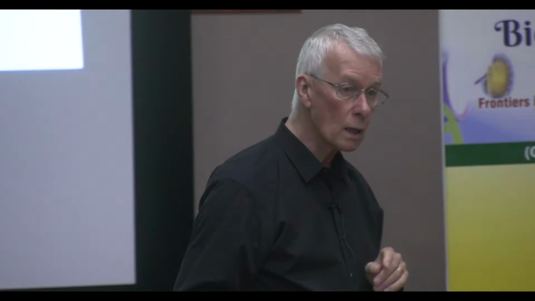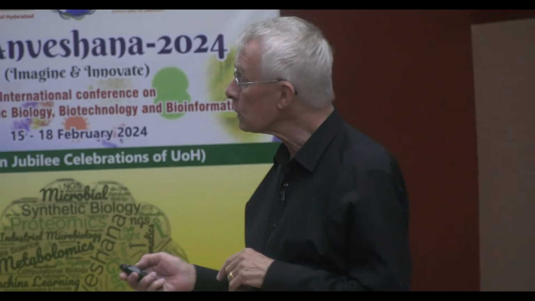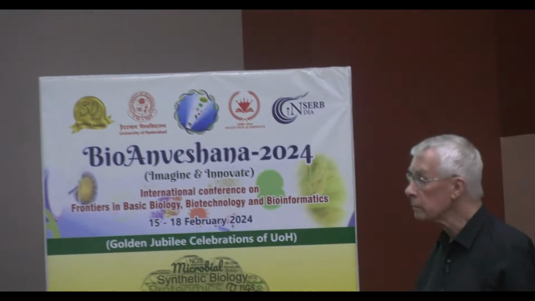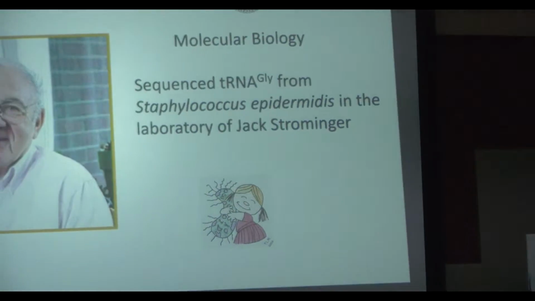But this book was terrific, and so I applied for 6 postdoctoral positions in places where I could do molecular biology. Of those 6 places I applied to, only one man accepted me. And that was a man called Jack Strominger. And at the time, he was in Wisconsin. He was at Madison, Wisconsin.